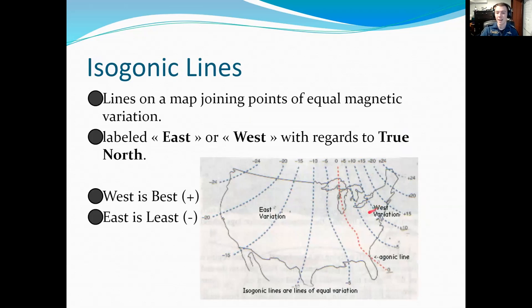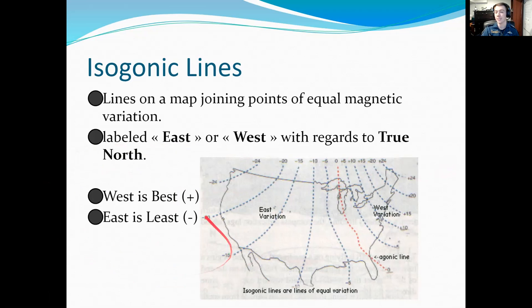Isogonic lines. So here is where I've talked about those variation lines, and this is where you can see that agonic line where there's no variation. So this is just a way of showing on your map where variation occurs. Between each of these lines, you've got a variation of 5 degrees here, 10 degrees to the west, 15 all the way up.